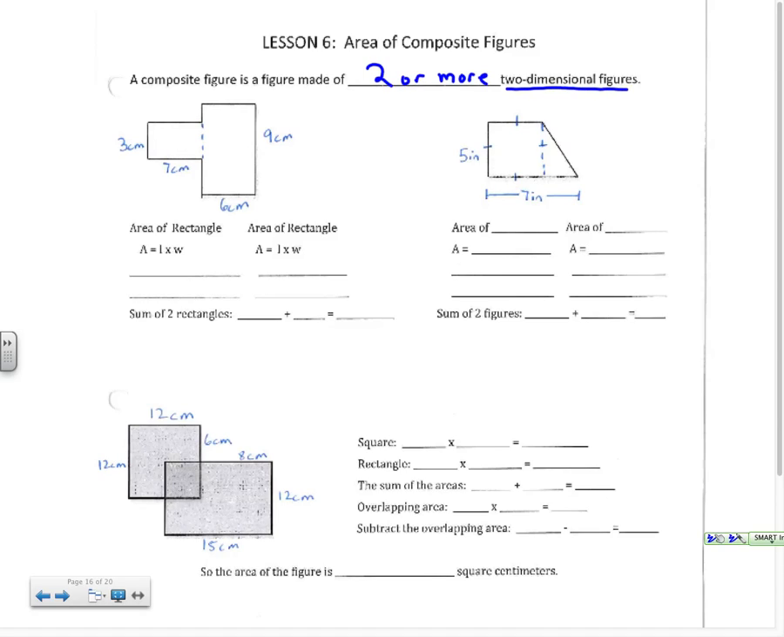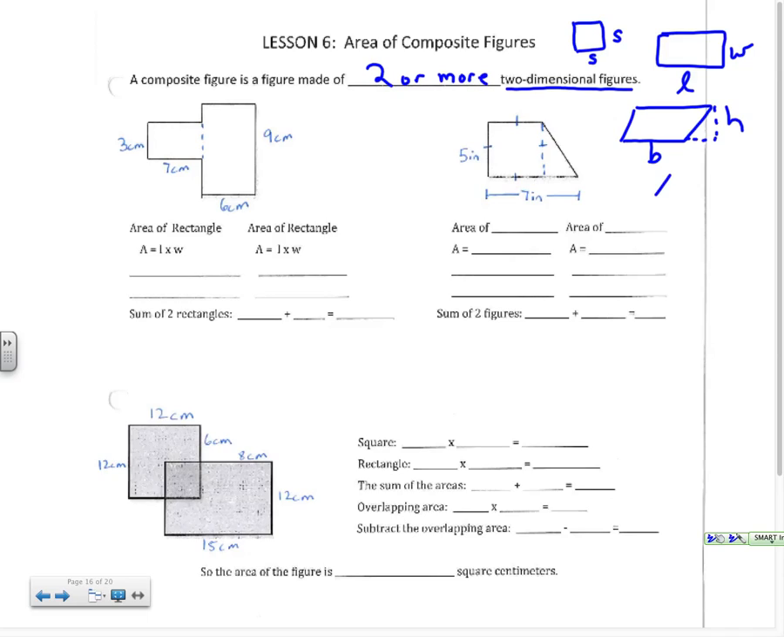So if we think about our two-dimensional figures, we know it's a figure that has two dimensions. An example could be a square. Its dimension is a side and a side. Another example would be a rectangle, which has a length and a width. Those are its two dimensions. We've studied parallelograms, and we know we call the dimensions the base and the height.